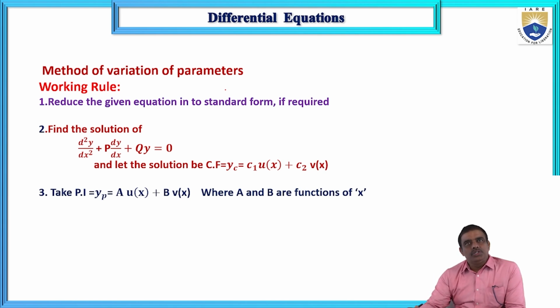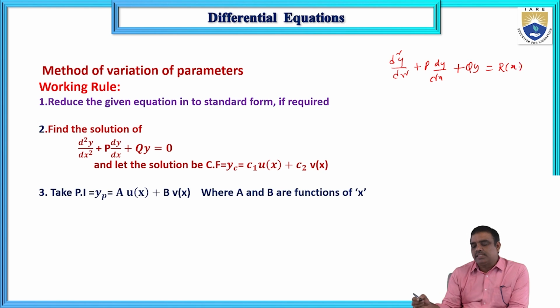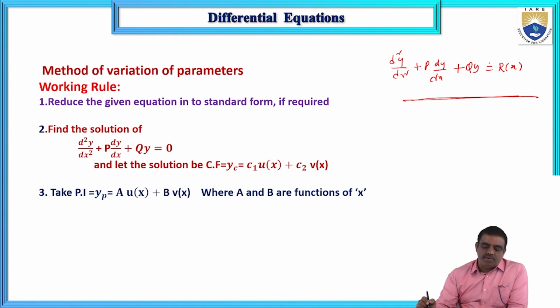First, reduce the given equation into standard form. Suppose the given equation is not in standard form, that is d square y by dx square plus p dy by dx plus q into y is equal to r of x. This is called standard form. If it is not in this form, first reduce the given equation to this form.